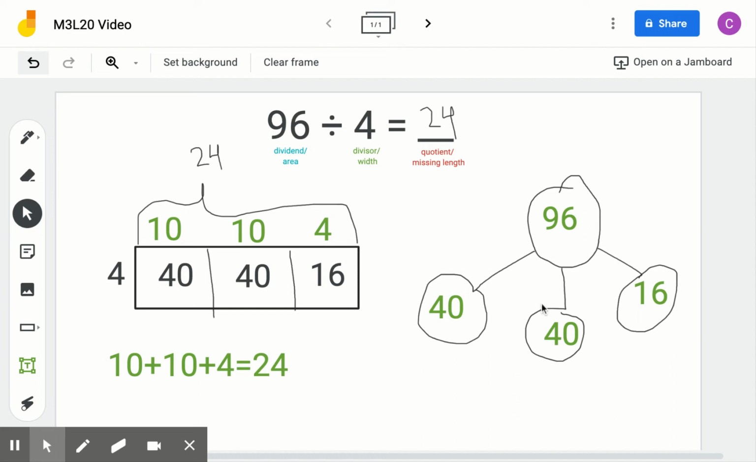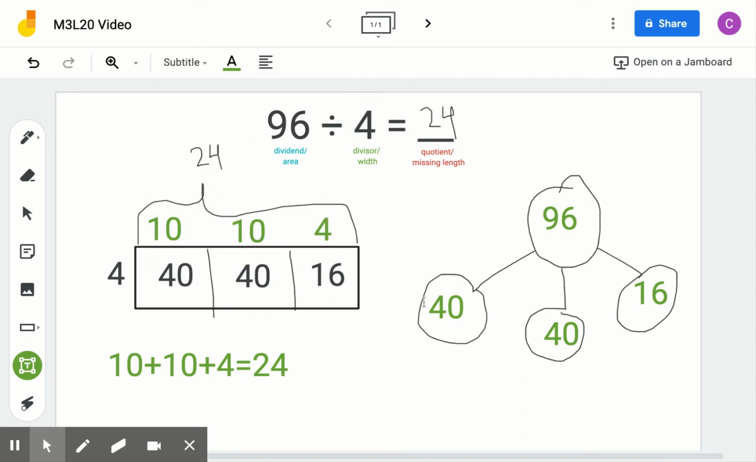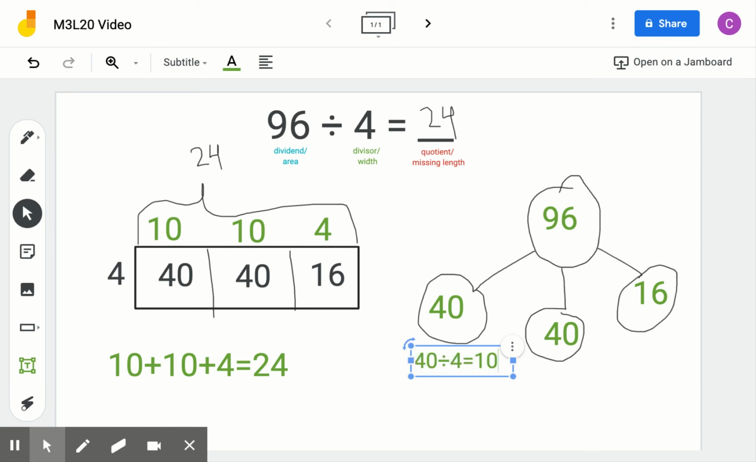And when we're picking easy numbers that are divisible by 4, it makes the whole division sentence simpler for us. So let's get started. We're going to hop into dividing. We're going to divide this smaller part by 4. 40 divided by 4. I know 40 divided by 4 is 10. That was easy.